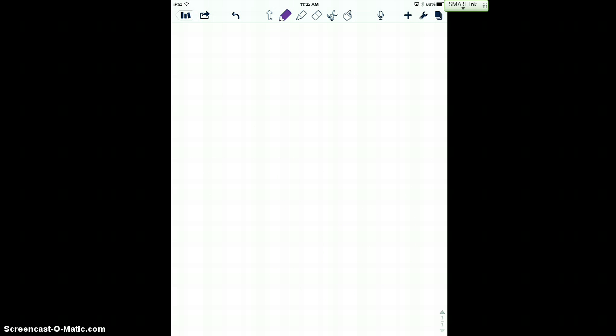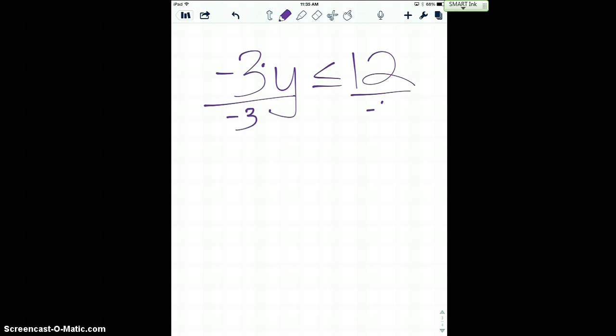So let's say we have the inequality negative 3 times y is less than or equal to 12. Very simple. And it just says to go ahead and solve the inequality. So in order to solve it, I'm going to have to undo the multiplication by -3. So I'm going to divide using the division property of equality.